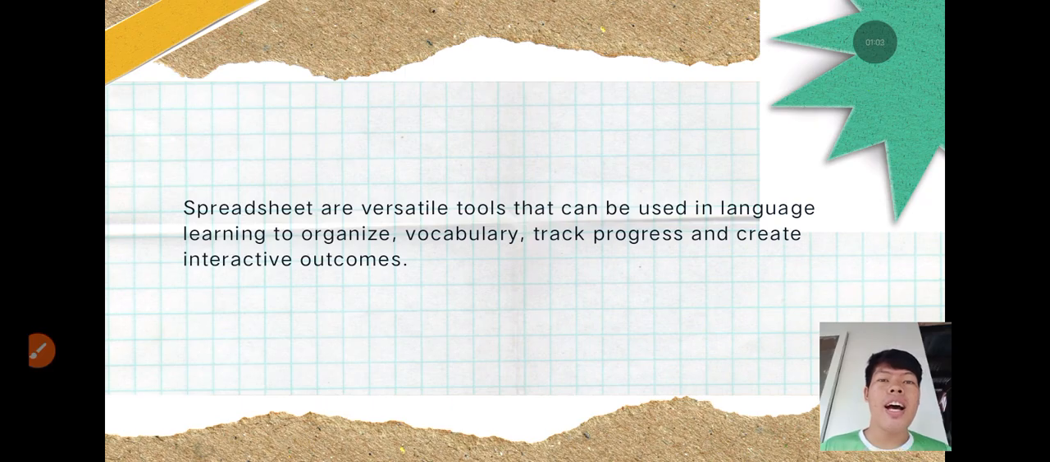Now, what is a spreadsheet? A spreadsheet is a versatile tool that can be used in language learning to organize vocabulary, track progress, and create interactive outcomes.